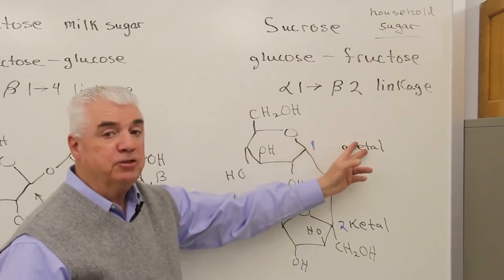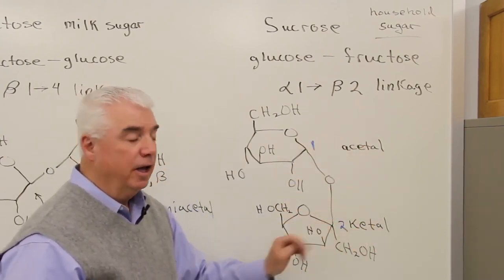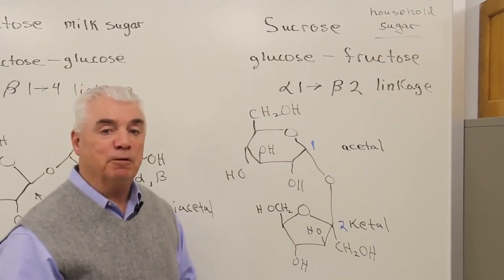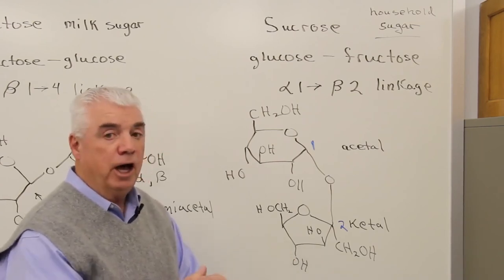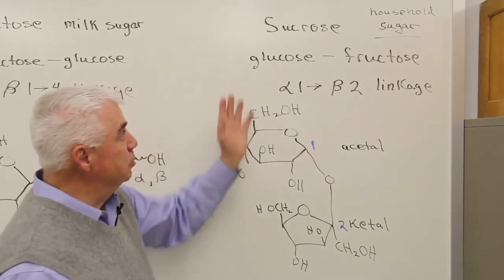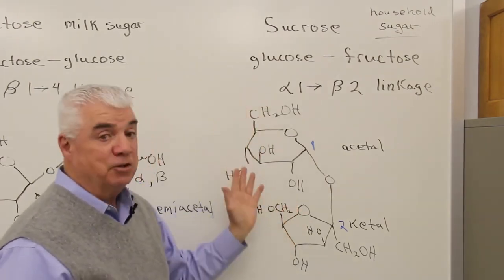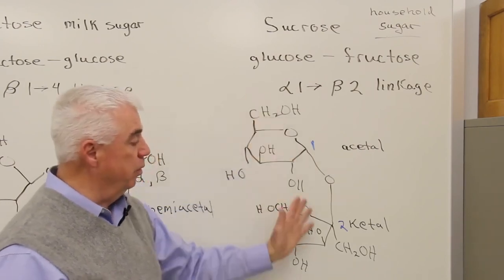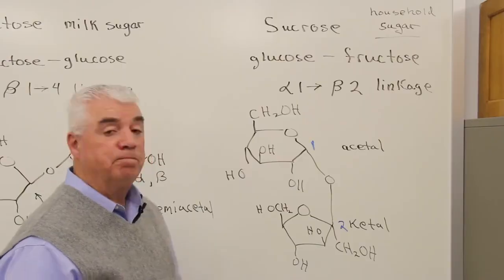Up here we have an acetal linkage. Here we have a ketal, and neither one of these are hemi. So there's only one form of sucrose. It's not opening and closing to an aldehyde form. And so sucrose, when you talk about the reactions of disaccharides, is not a reducing sugar because the ring form just stays that way. There's no open chain form.